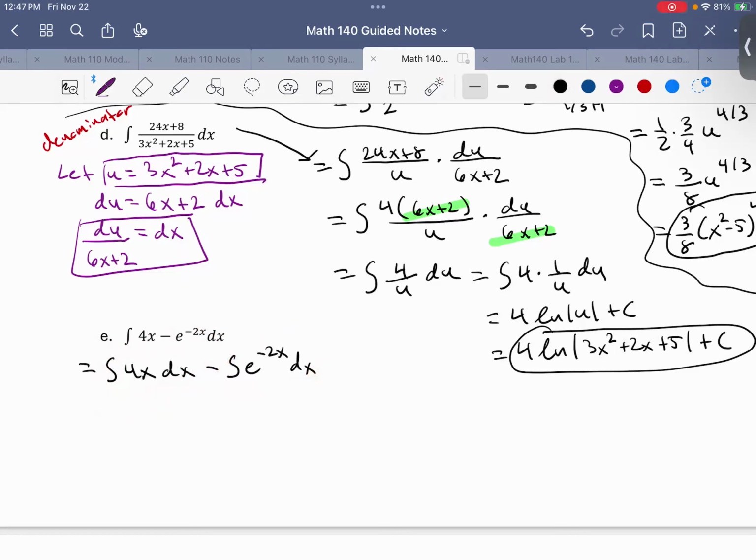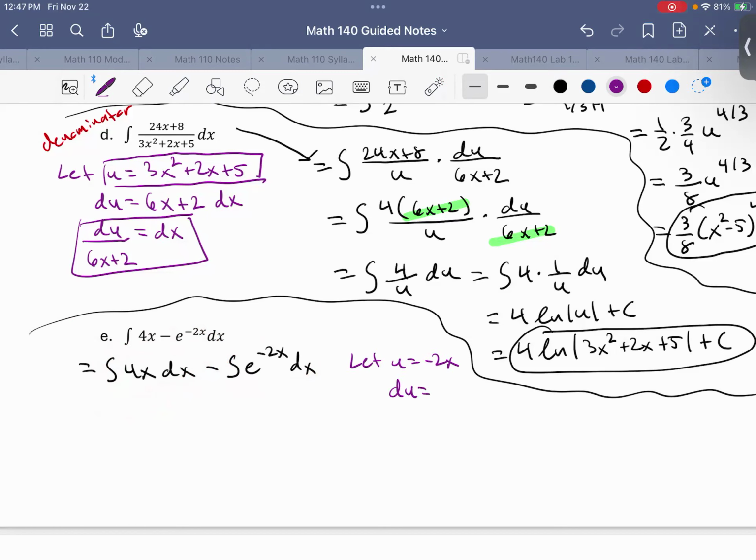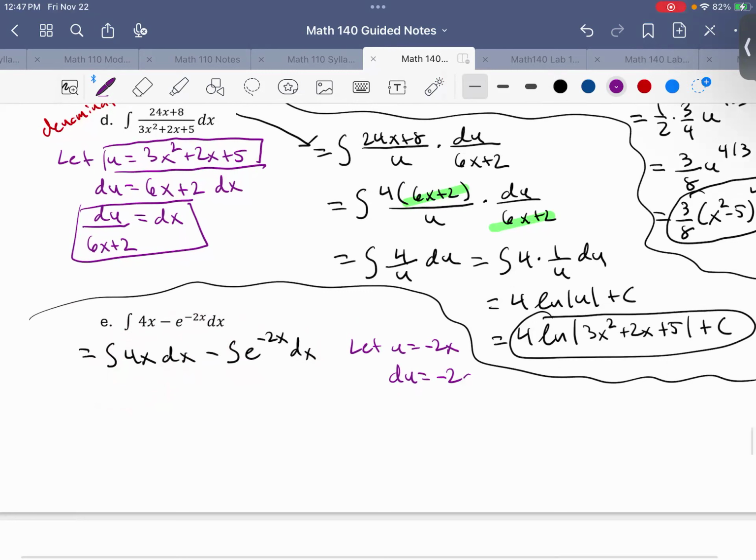What I need to do for this right side, let me first close off previous work, but I need to let u equal negative 2x. And then I need to take the derivative of that negative 2x. So that would just be negative 2 dx. And I'll move over that negative 2. So it'll be du over negative 2. So this would end up being, rewriting, the integral of 4x dx minus the integral of e to the u times du over negative 2.